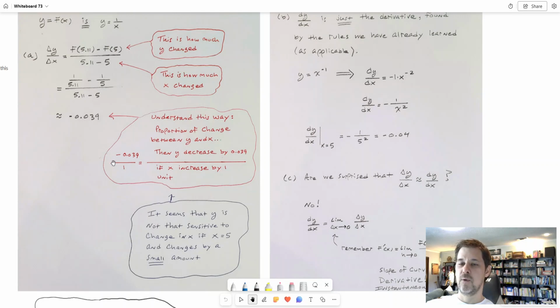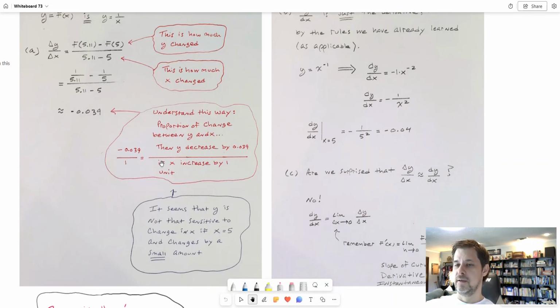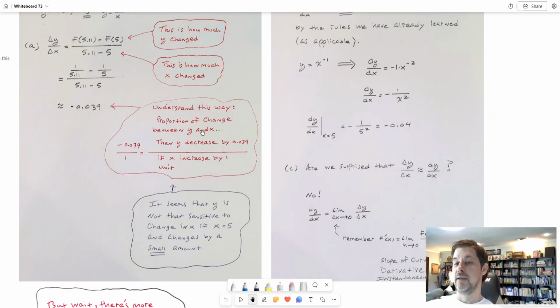Would you say that y is very sensitive to changes in x? I wouldn't say so. I mean, if x increased by 1 unit, then y will decrease by way less than that. Way less than that. Okay, so my impression of that number and its meaning is that y is not sensitive to change in x if x is 5 and if it changes by a small amount.